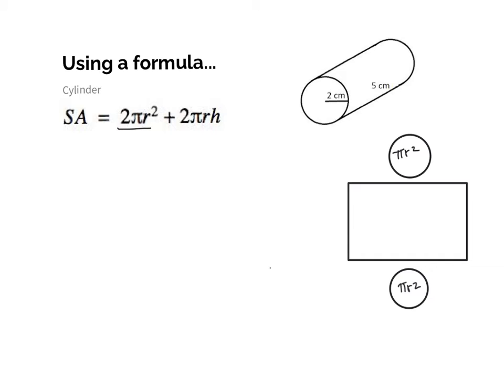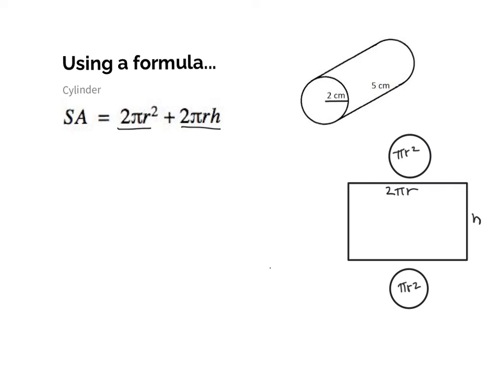Now our other shape, we said that the length of the rectangle is the circumference of the circle, so that's 2 pi r, and the height of the cylinder. So when we multiply those two things, we get the area of the rectangle.